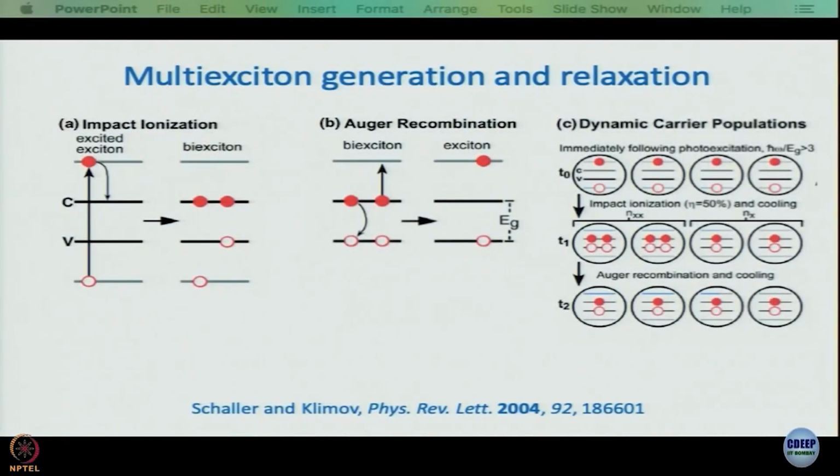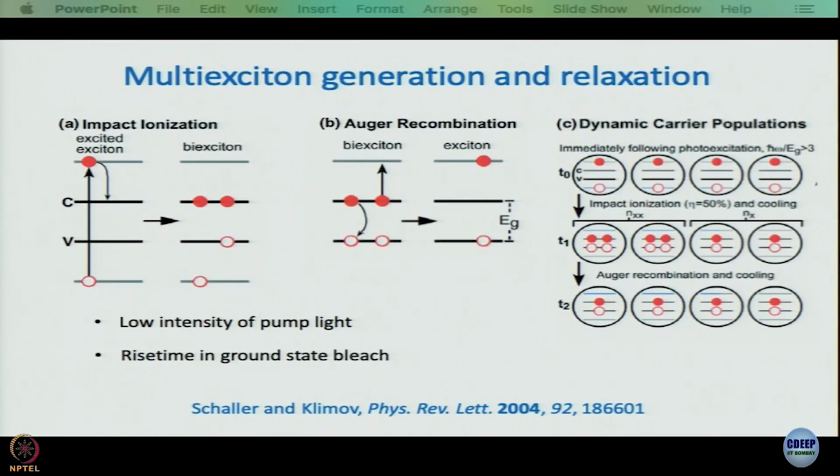Now, while doing experiments like this, a couple of things need to be kept in mind. First of all, what we discussed already, we should use a low pump fluence, low intensity of pump light. What happens in ground state bleach is that you see a rise time in ground state bleach. A rise time in ground state bleach is something that we may not expect at first thought. Why would there be a rise time? You perform an excitation, population in the ground state gets depleted. So, the bleach is supposed to be instantaneous and then it recovers, that is associated with the decay.